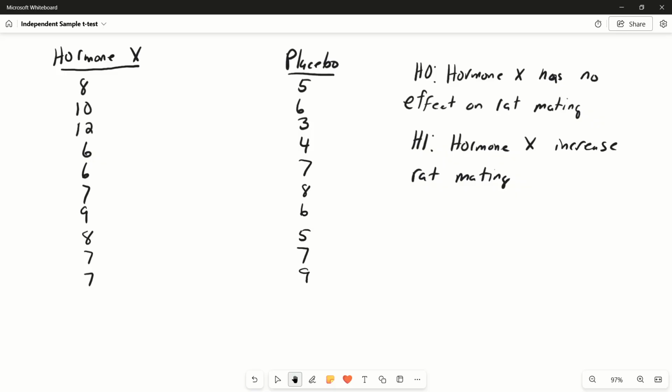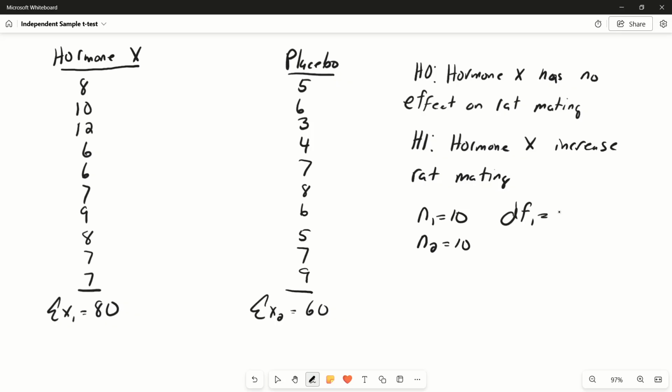So we have to do that first by finding the means of the two groups. When I sum up this column, which is X1, we get 80. And when I sum up the placebo column, which is X2, we get 60. Sample size of 1 is 10. Sample size of 2 is 10. And therefore, the degrees of freedom of each one is just N minus 1, so both of these degrees of freedom are 9. When I add them up, my total degrees of freedom is 18, which is N minus 2. 20 minus 2 is 18.